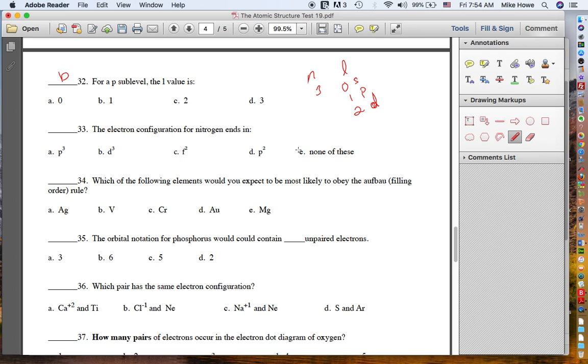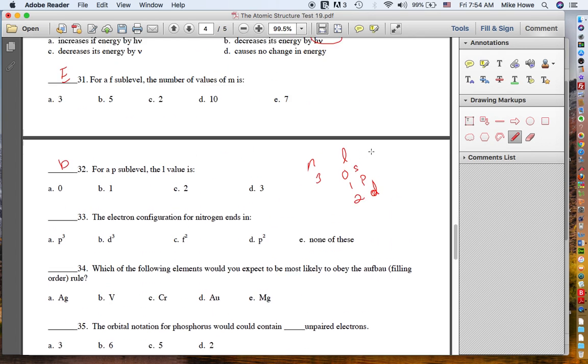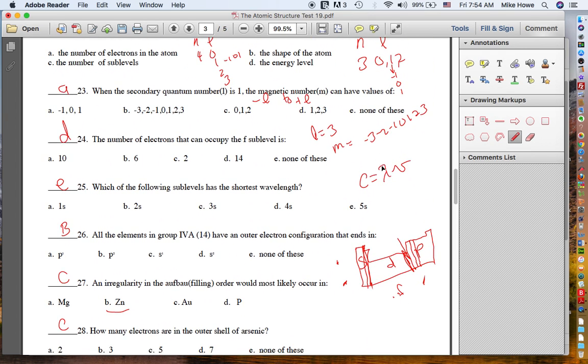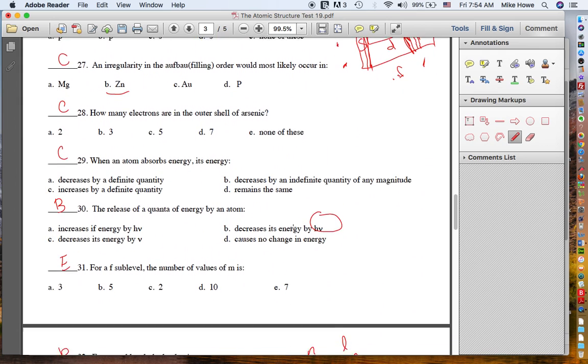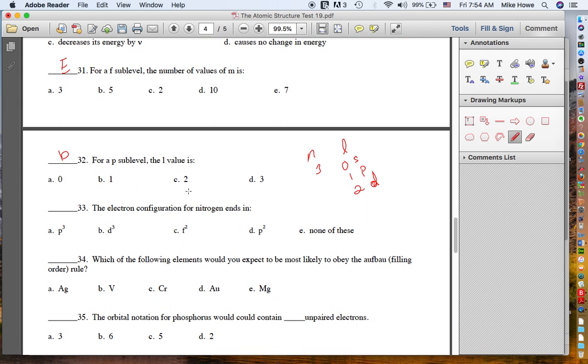Nitrogen is in column 15 up here on our little periodic table I made. It's in the 15th column. It's got 5 electrons in its outer shell then. It's the 5th tall column. So if it has 5, it's 3 electrons into the P, because it goes 1s2, 2s2, 2p3. It's the third one, so it ends in p3.